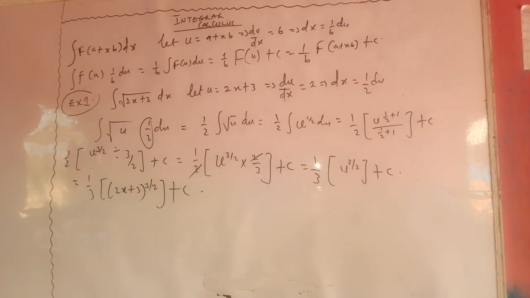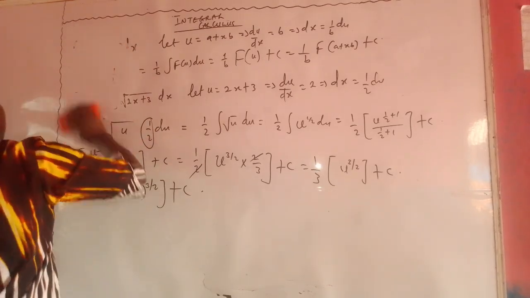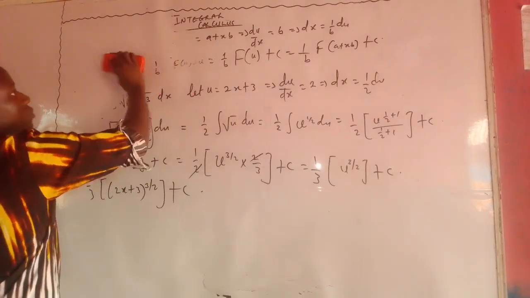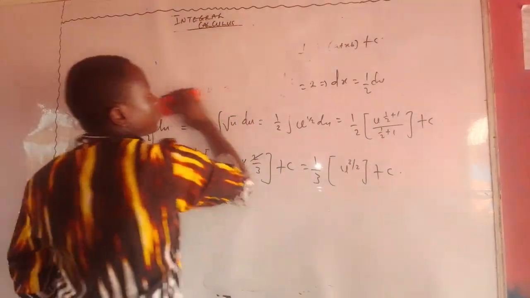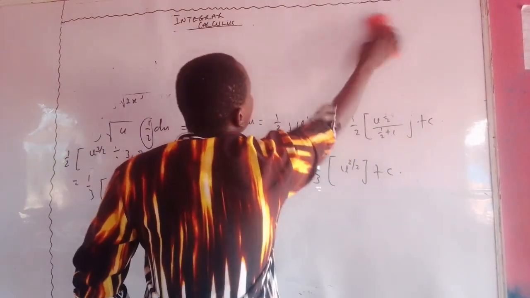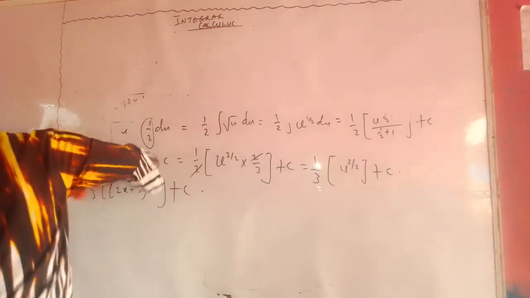I hope we are getting it. So let's try and do another example using this property. Let me give you one example from trigonometry.